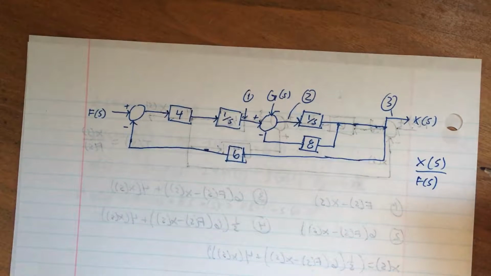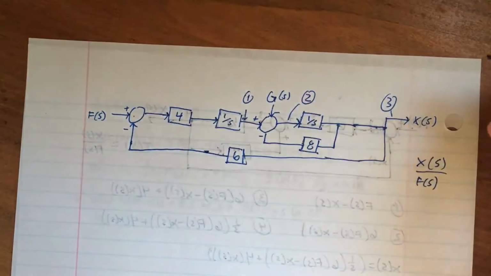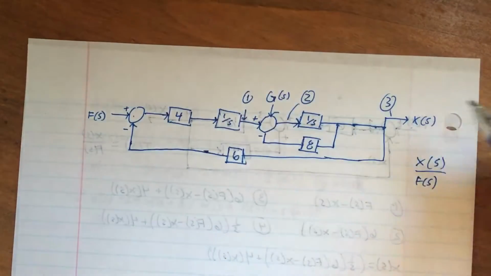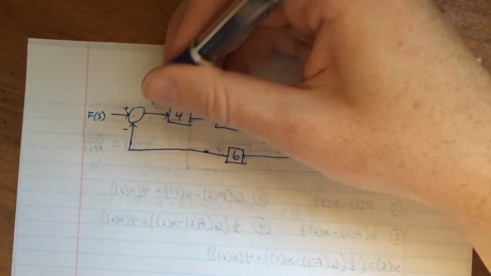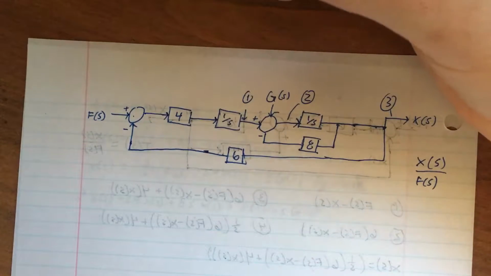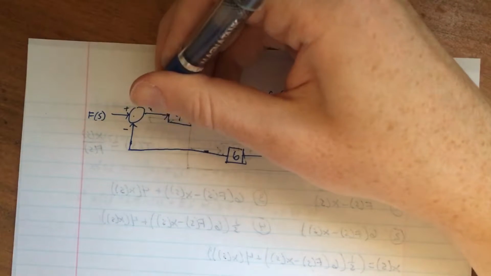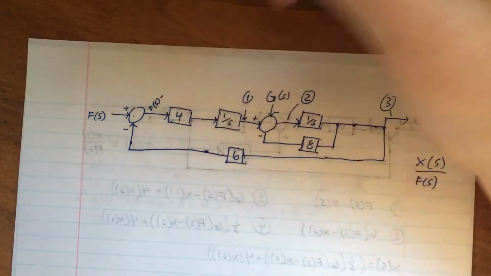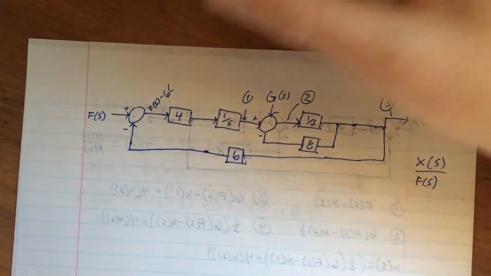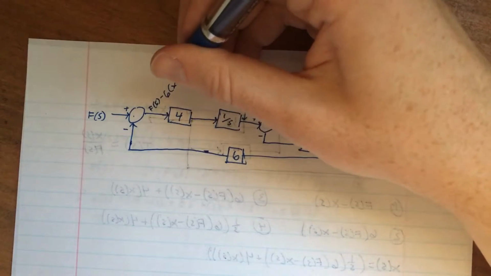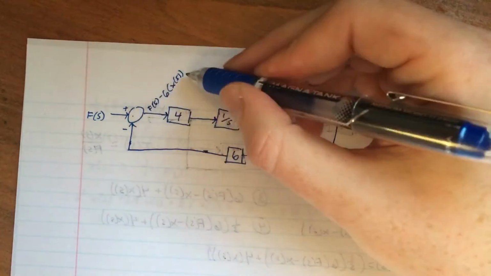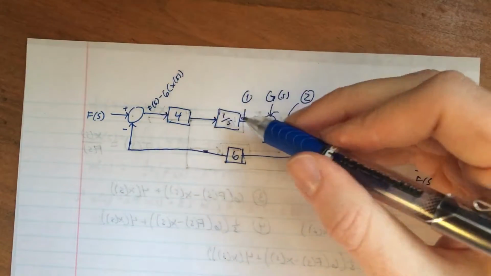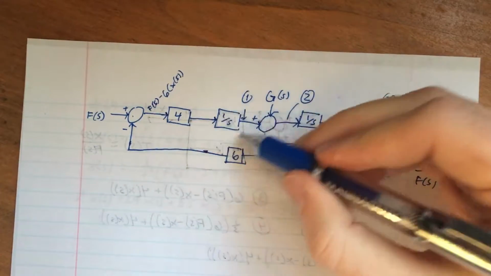So I'm going to work my way through here a little slower. To start out, we have a summer here, and that is summing F(s) and negative X(s) times 6. So this little part here is going to be F(s) minus 6X(s). And then this part is just going to be this whole thing times 4. I'm not going to write that. And then here it's going to be that whole thing times 1 over s.